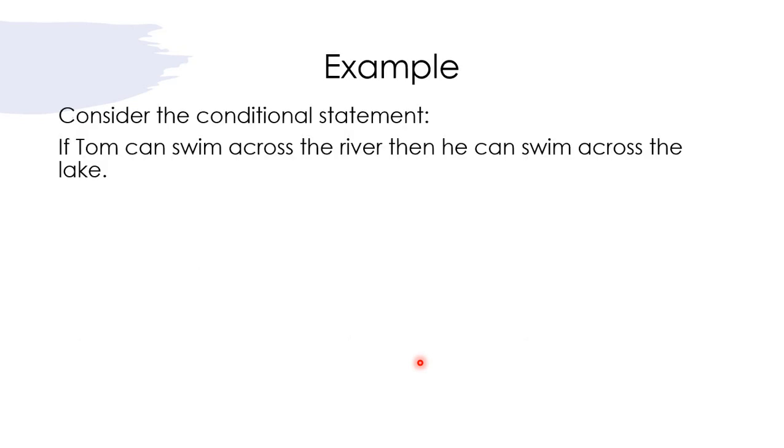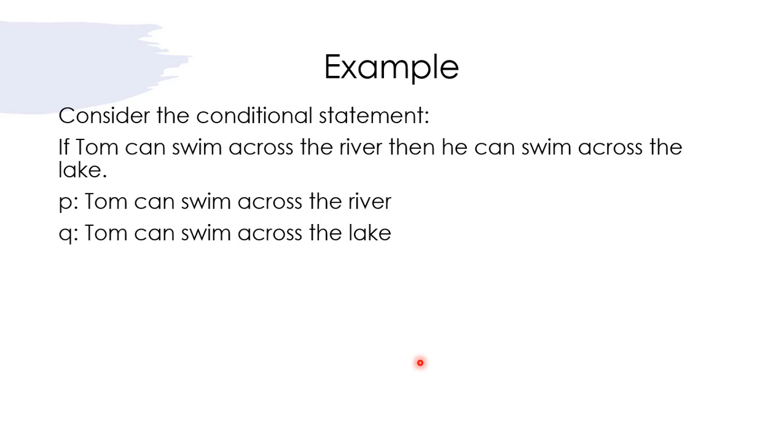So let's look at an example. Consider the conditional statement: if Tom can swim across the river, then he can swim across the lake. So we first identify our propositions P and Q. P is Tom can swim across the river. Q is Tom can swim across the lake.